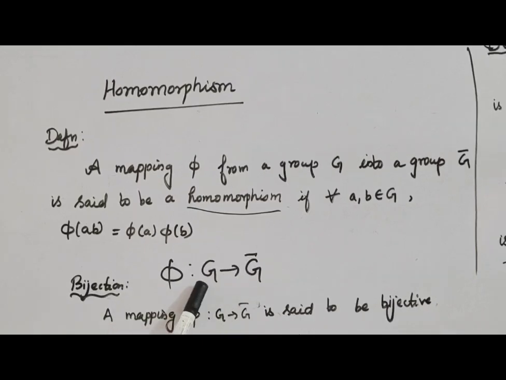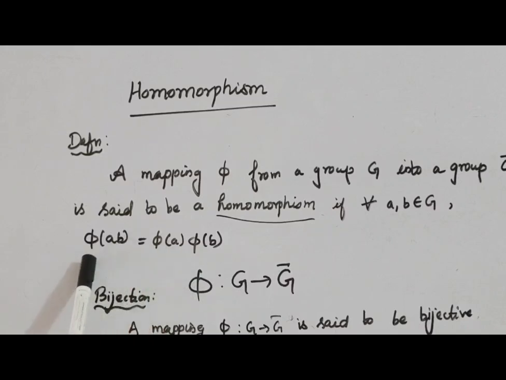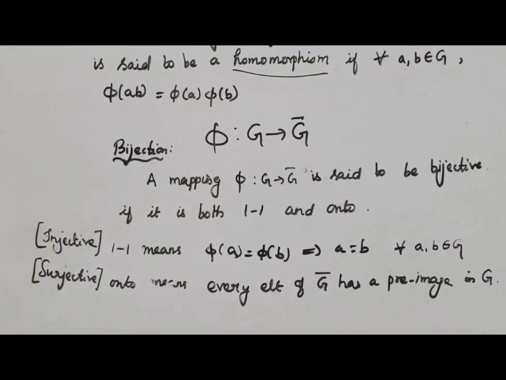You have to choose any two elements from the group G, then the term phi of ab can be written as phi of a into phi of b. Phi of a, phi of b and phi of ab are elements of the group G bar. Okay. Next definition is the bijection.